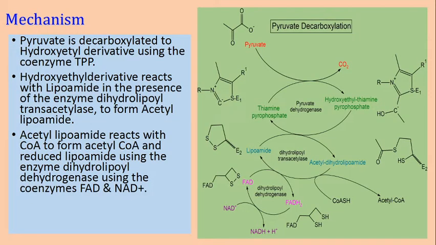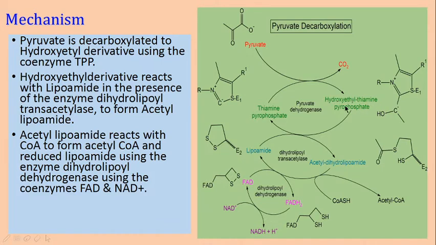The mechanism involved in this reaction is, first, pyruvate is decarboxylated with the help of the enzyme called pyruvate dehydrogenase, which will use TPP as the coenzyme. The first step in the pyruvate decarboxylation reaction is that pyruvate is decarboxylated using the coenzyme TPP to form a hydroxyethyl derivative. So it will result in the formation of hydroxyethyl thiamine pyrophosphate.